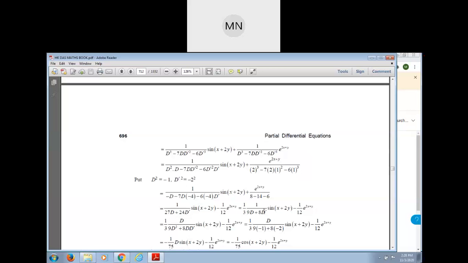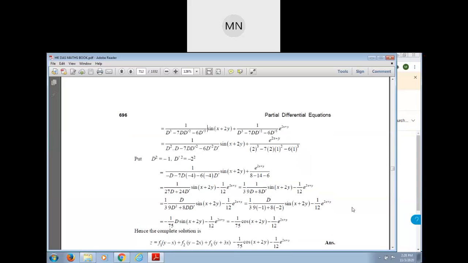So it will be 2, and it is minus ab. So it gives us minus 2. Okay. Is it clear? It will be 9 into minus 1 plus 8 into minus 2. Is it clear?